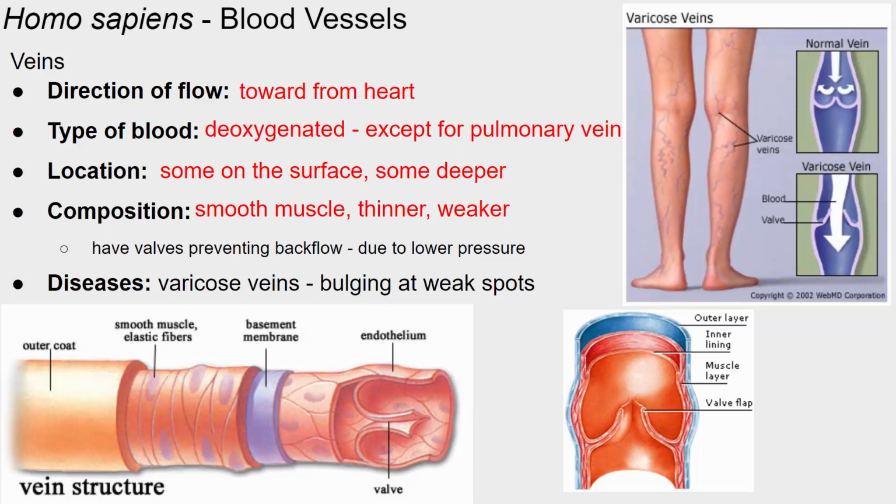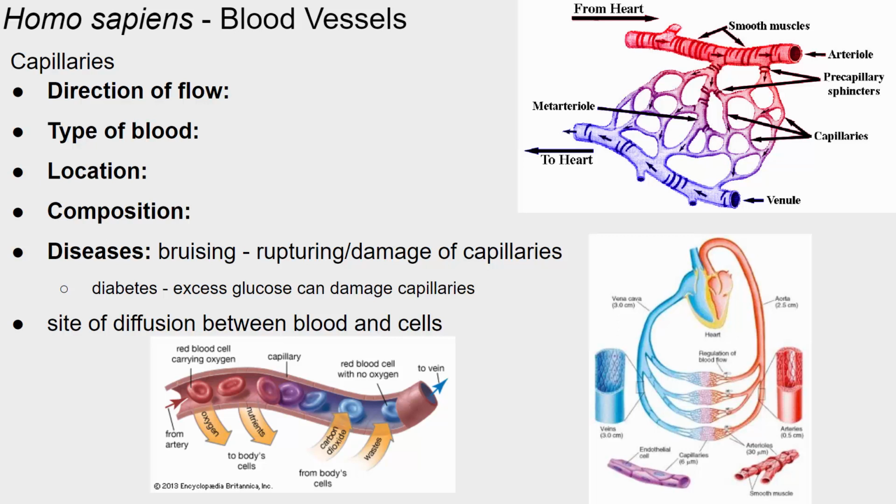Sometimes those valves break down and don't function properly, and people develop what's called varicose veins. In a normal vein, those valves prevent blood from going backwards. But if those valves break down, blood can go backwards and start to pool in these veins, and then they become swollen and so forth. They bulge. It often happens as people get older as well.